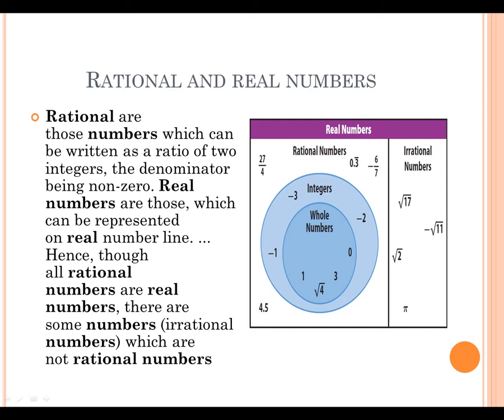Just like this 0.3, and this bar means that it is repeating and recurring. So it is non-terminating, but it is repeating and recurring. It will repeat after 3 or 4 terms, so we can write it in this form.